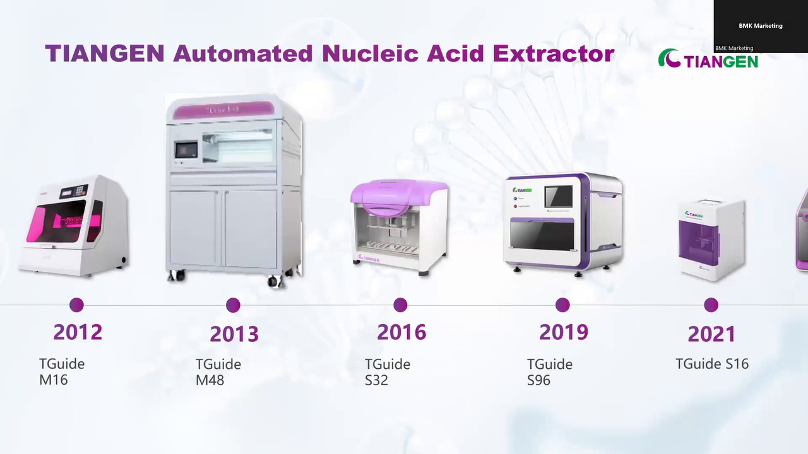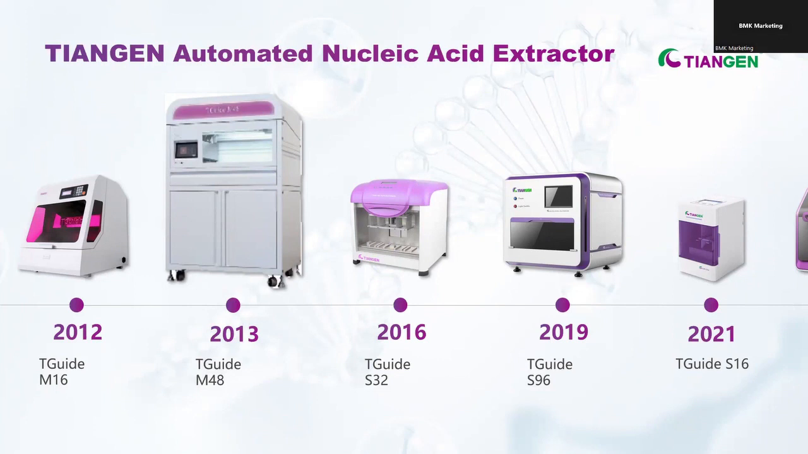So TIANGEN has been selling automated nucleic acid extractors for more than 10 years. From 2012 to 2019, the target segment of our automated nucleic acid extractors was the clinical diagnostics market in mainland China. Those extractors feature high throughput and a high performance-cost ratio.